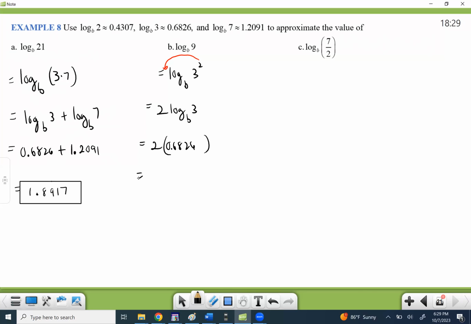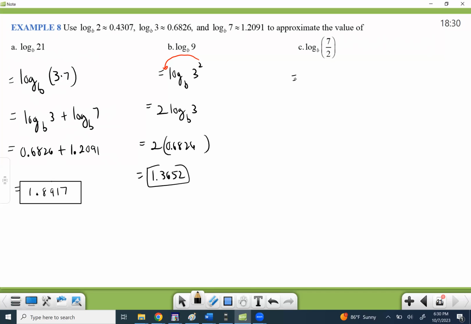So if we multiply 0.6826 times 2, we get 1.3652. Okay. All right, last one.